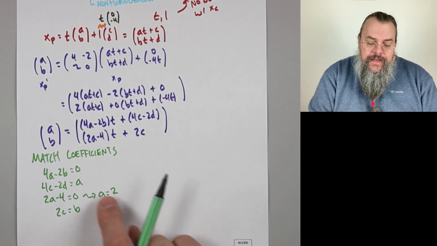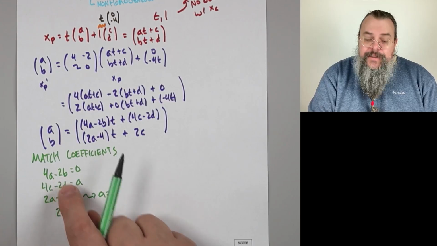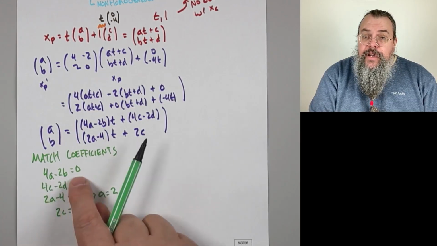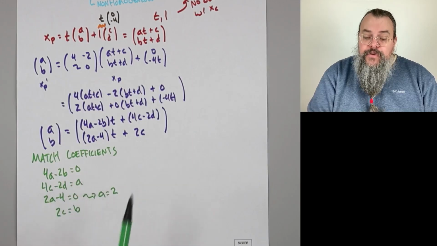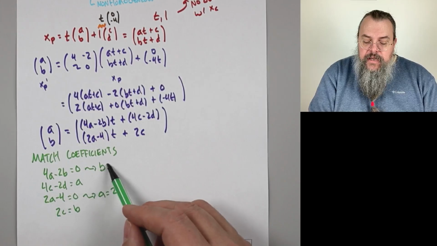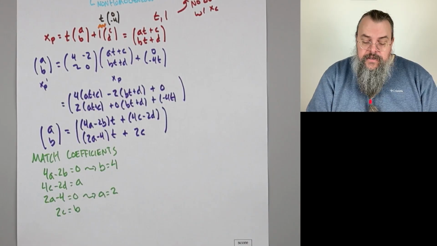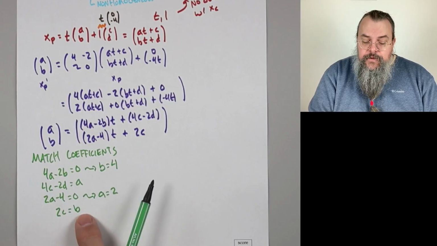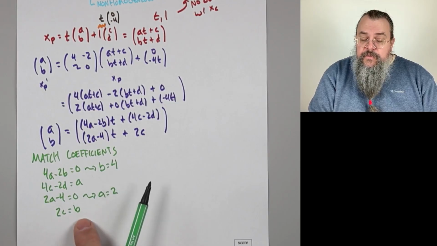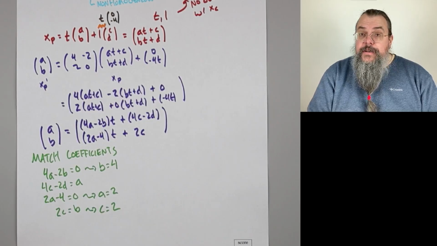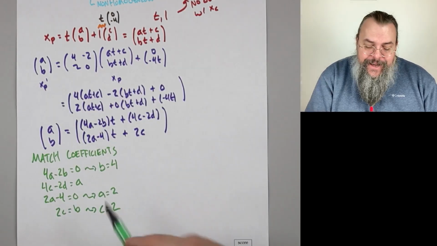Wait, I know a. Look at the top one. That involves a and something else. So if you look at it, that says 2b equals 4a, or b has to equal 2a. So if b equals 2a, that says b has to equal 4. But then come down here. 2 times c equals b. So 2c equals 4. So c equals 2. We've already got 3 down.